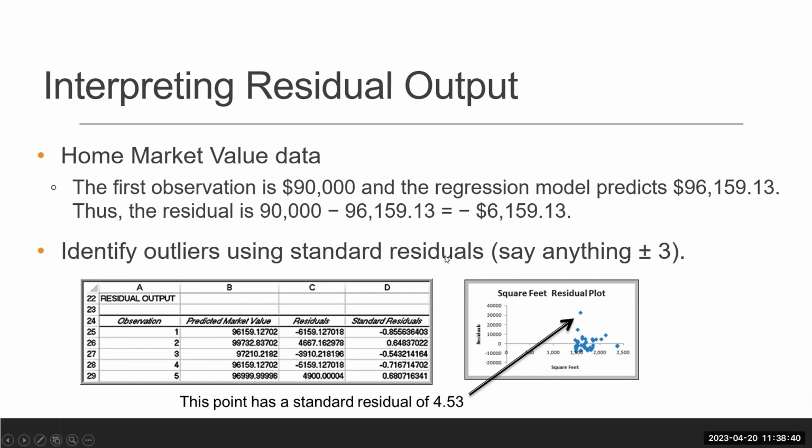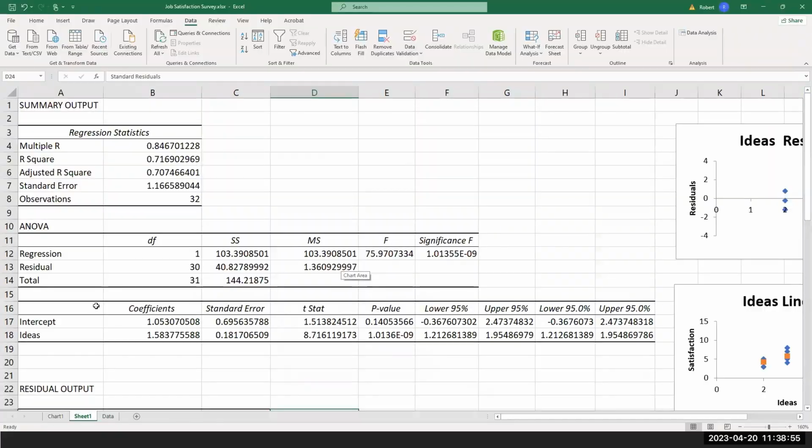As I said, outliers are anything with standard residuals plus or minus 3. So since this point has a standard residual of 4.53, we would consider this one as an outlier in our model. Let's have a look at our output down here.